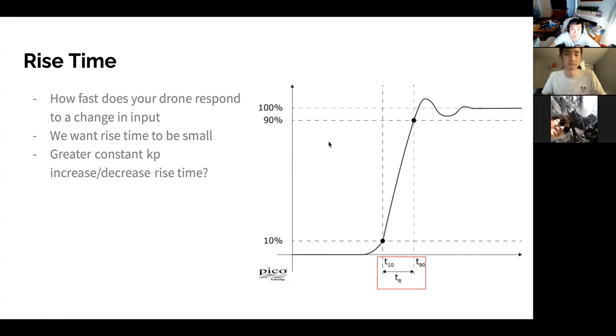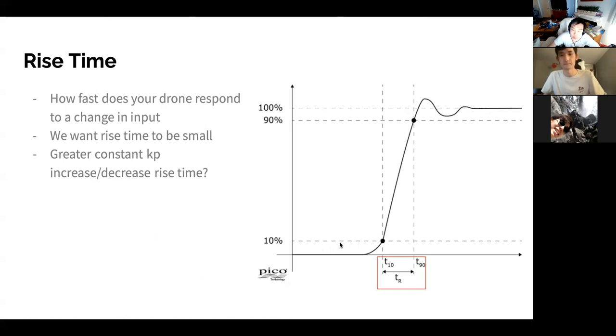Wait, what's the question again, Eric? So we want this rise time, the time for it to go from one position over to our target. So if our drone is off axis and then we want to return to a target, we want to do it as fast as possible. So we want this rise time to be small. So the question is, if we increase our KP, like our constant for the error, will this increase or decrease the rise time?